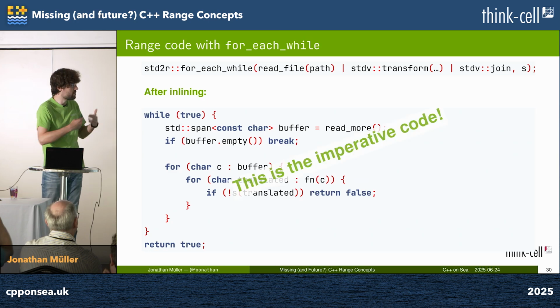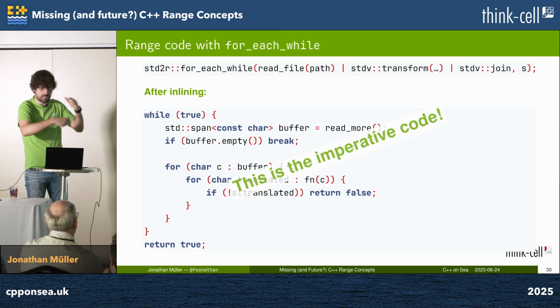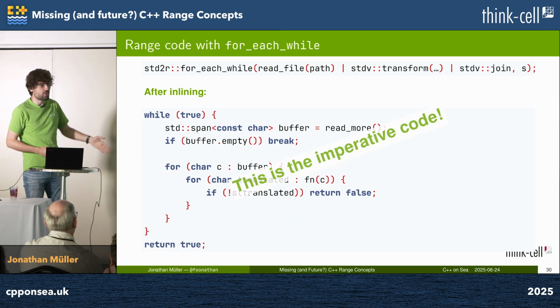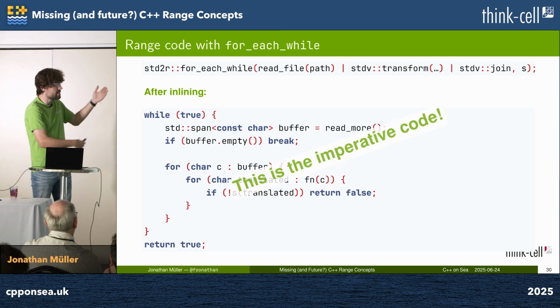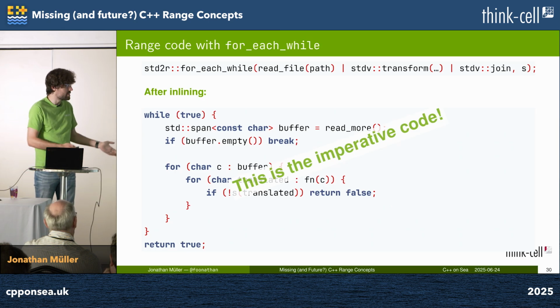So the transformation from the iterator state machine to the imperative code is non-trivial, right? Optimizers have to see a lot of things. But with for each while, it's just inlining. And compilers are really good at inlining. That's like the most important optimization.